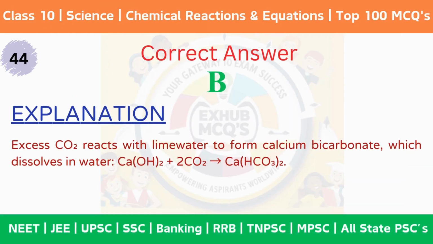The correct answer is option B, precipitate dissolves. Explanation. Initially, carbon dioxide reacts with lime water to form calcium carbonate, causing milkiness. When excess CO2 is passed, calcium carbonate reacts further to form soluble calcium bicarbonate, clearing the solution.